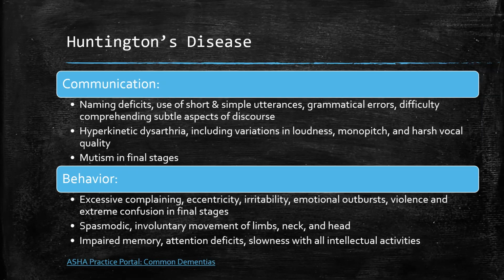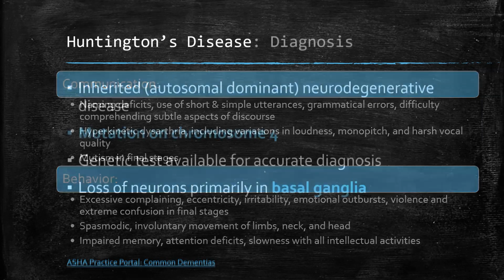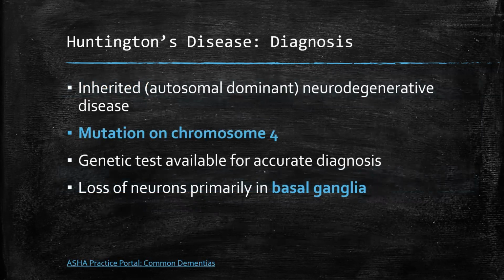Other behavioral changes would be impaired memory, attention deficits, and a general slowness with any kind of intellectual activity. So Huntington's disease can be tested, it can be found with a genetic test, and it is caused by a mutation on chromosome 4. It is an inherited neurodegenerative disease.